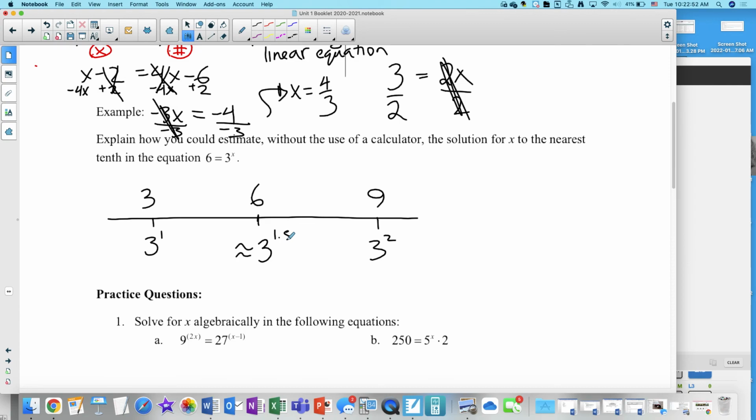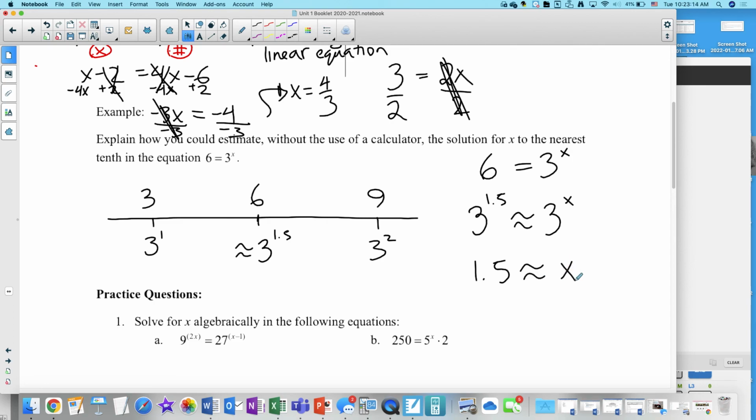Okay? Now, this is a perfect explanation. You do not need to write an essay, right? Explain means make clear what is not clear. If I see that number line, I can see exactly where you get that approximation from. And that's totally fine.